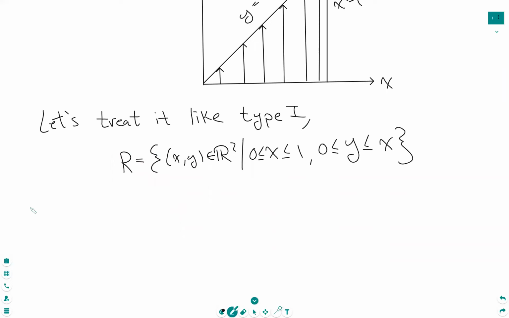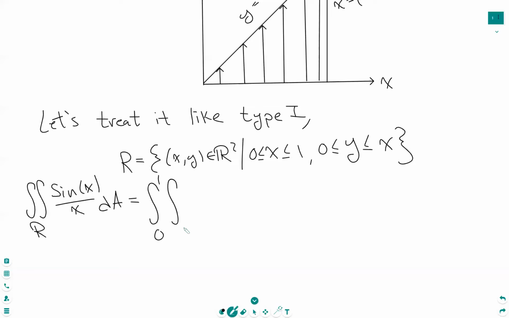So now let's look at this integral. I have the double integral over R of sine of x over x dA. So we can write this as the integral from 0 to 1, and then the integral from 0 to x. We have our integrand, sine of x over x dy dx. So that's how we set up for a type 1 type of integral here, right? So let's go ahead and see if we can integrate this.